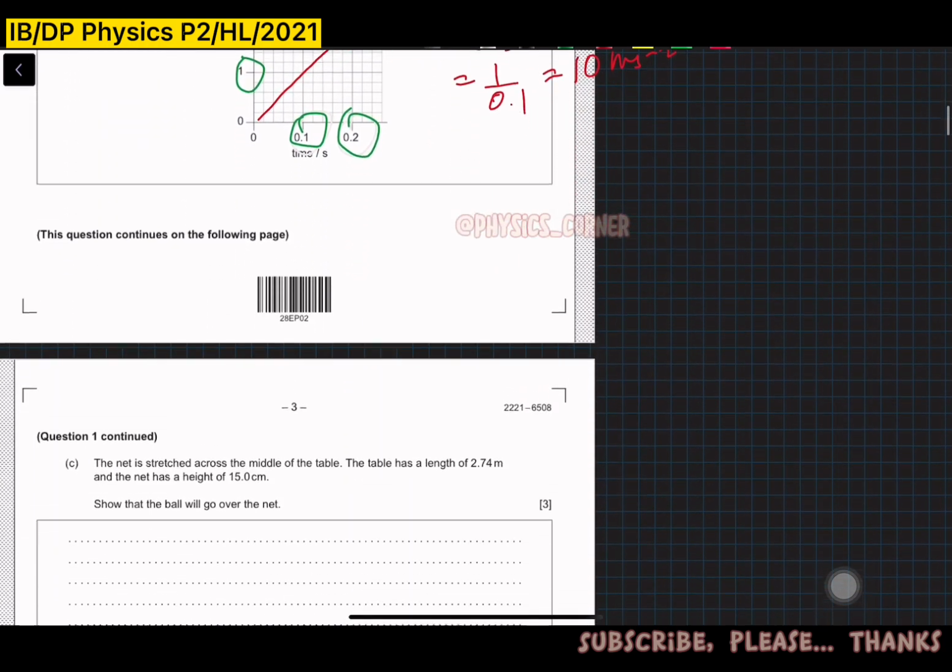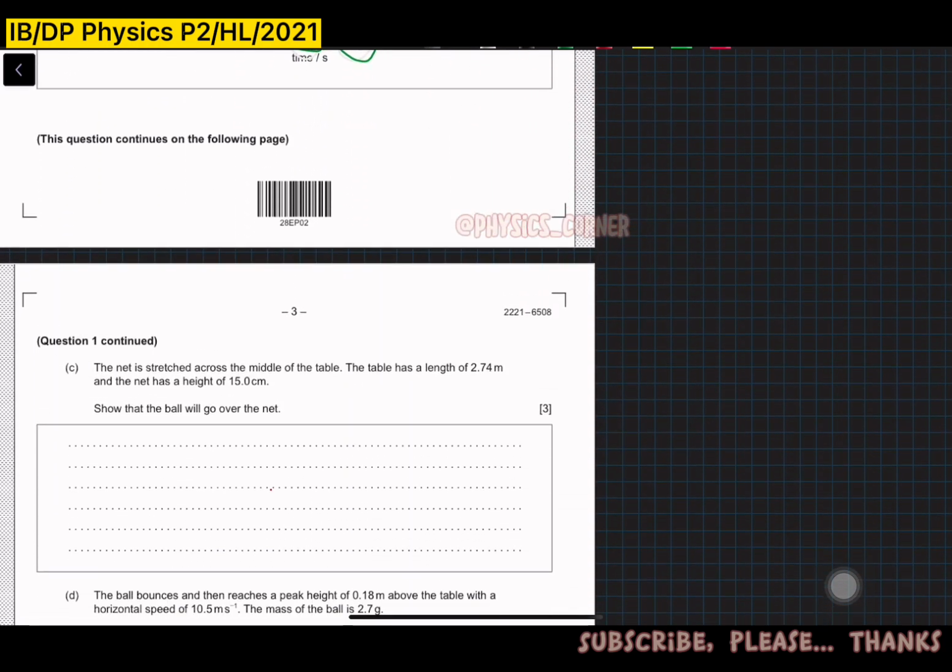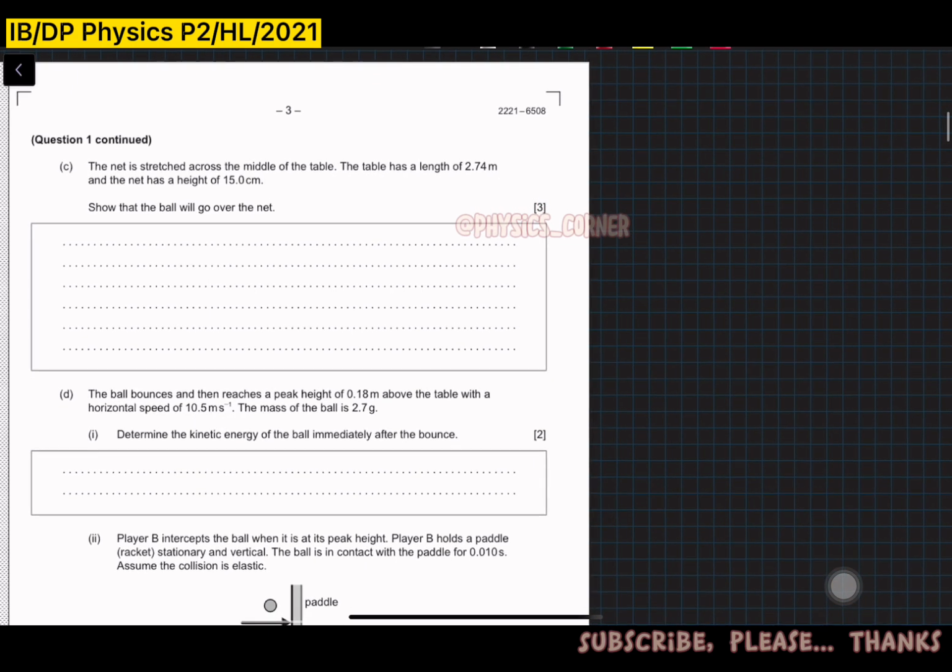The next question, C. The net is stretched across the middle of the table. The table has length 2.74 meter, and the net has height 15.0 centimeter. Determine whether the ball will go over the net.